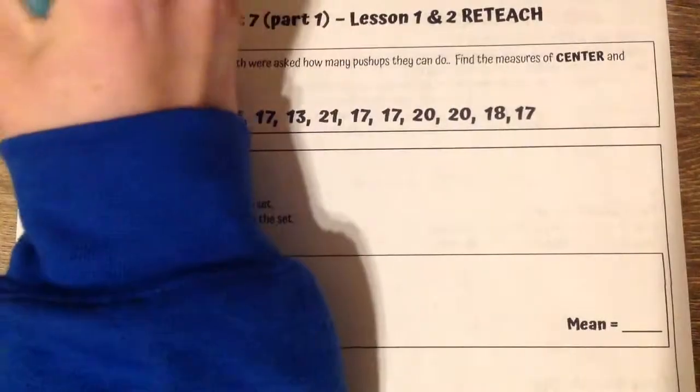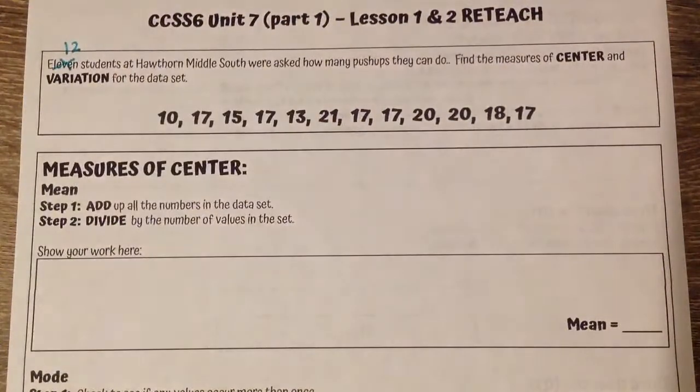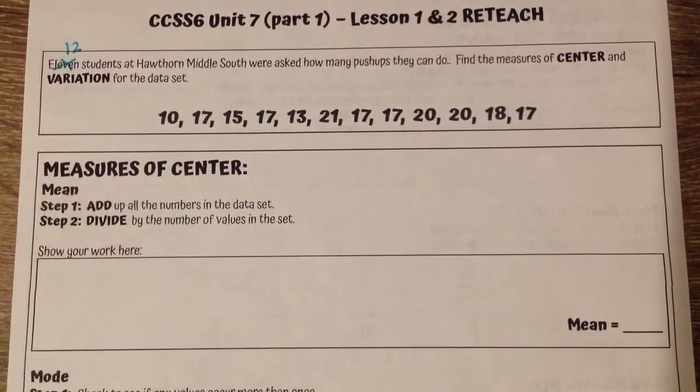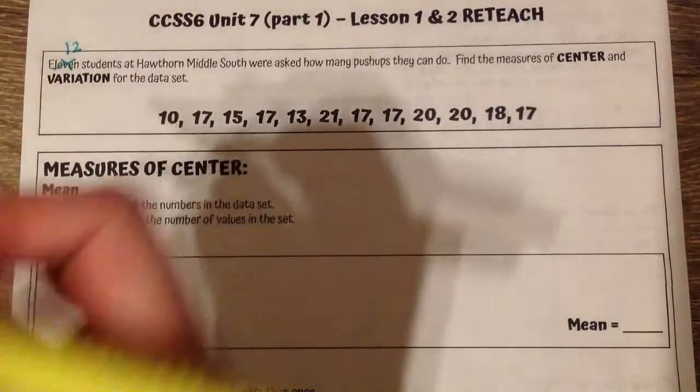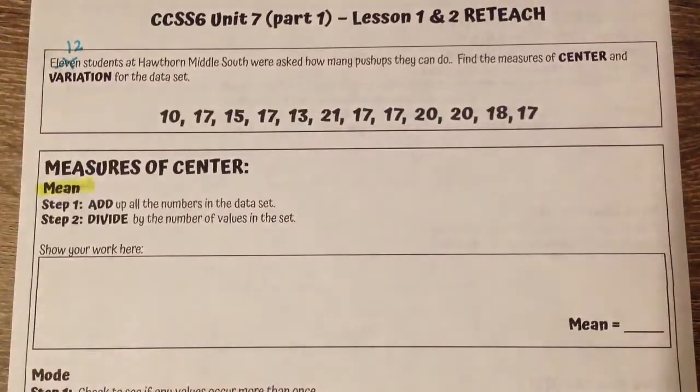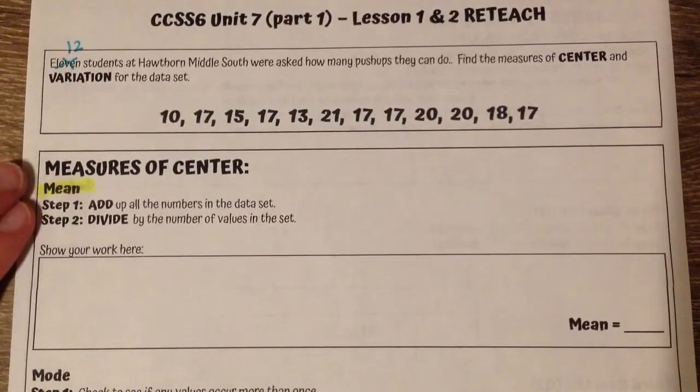This should say 12 students at Hawthorne Middle South were asked how many push-ups they can do. Find the measures of center and variation for the data set. So first, looking at measures of center, we are going to find the mean. I'm just going to highlight that there so you can see that that's what we're looking for here. Miss Einer made a cheat sheet. We posted it on Canvas that will tell you just the different vocabulary words and the definitions and how to find them. We've kind of listed it here for you too, though.